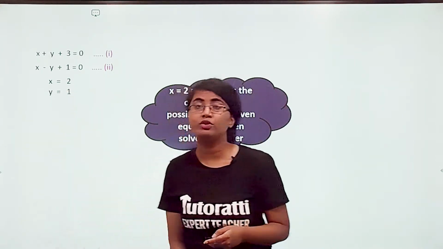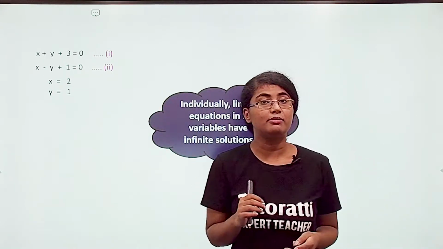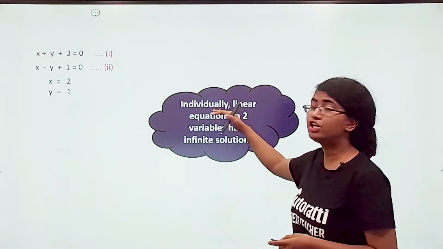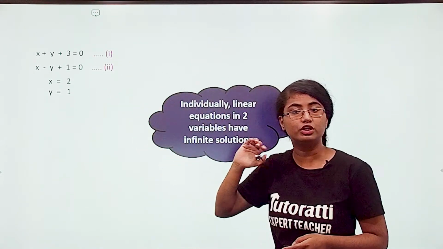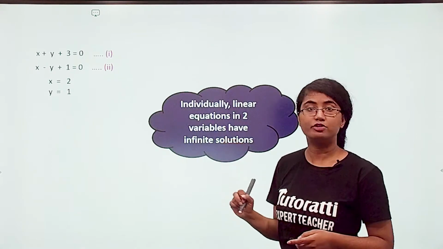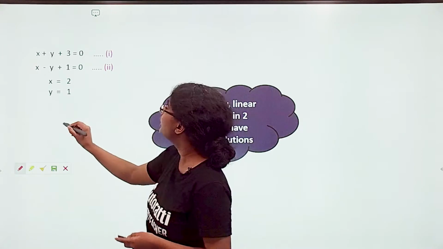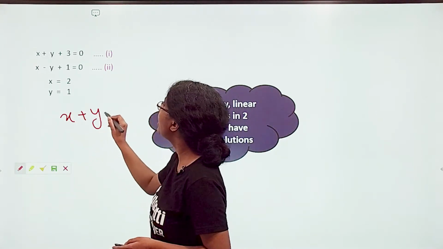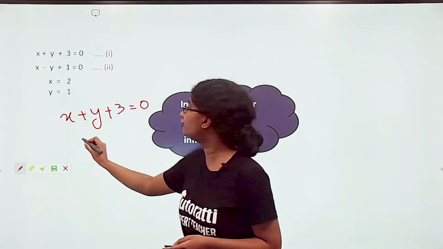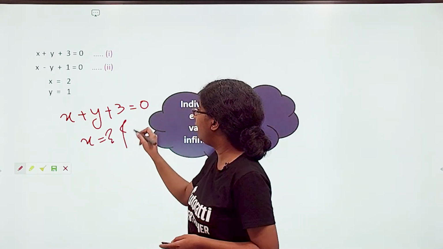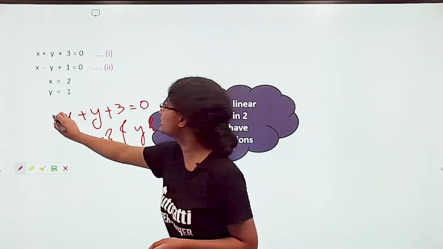You can use any method, but the solution will remain the same, okay? Now an interesting fact about these equations is that if you take the equations individually, they will have an infinite number of solutions. Let's elaborate on this part a little bit more. Now let's take x plus y plus 3 equals 0. We are going to try to find the values of x and y, just from this equation.